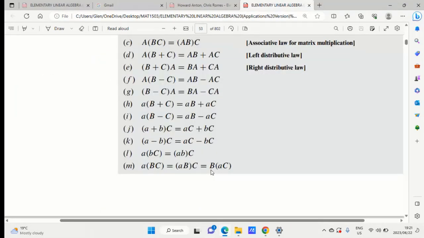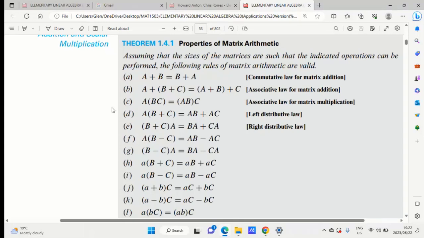Okay, this is Theorem 1.4.1 that is being referred to. So what is amongst all these A up to M? That question is referring to the application of this. Do you see what I've highlighted? Yes. So it's the application of number C, meaning we take matrix A.